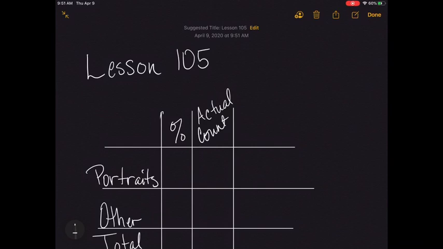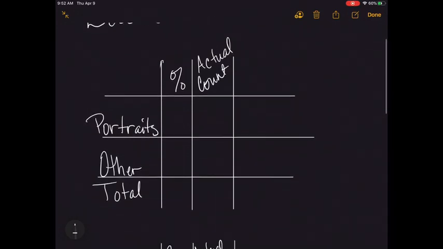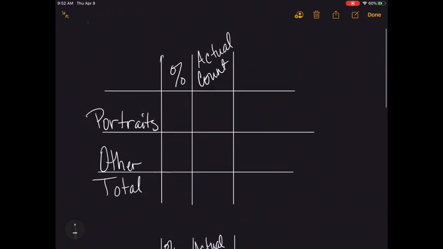Okay, lesson 105 is about using proportions in order to solve percent problems. So we've done different kinds of proportion problems. This one is percentages, and what we want to do is take a story problem and put it into a form where we can figure out what the answer is. So let's look at example A.